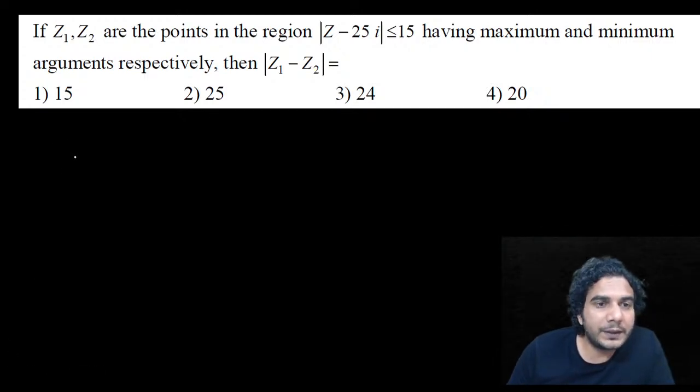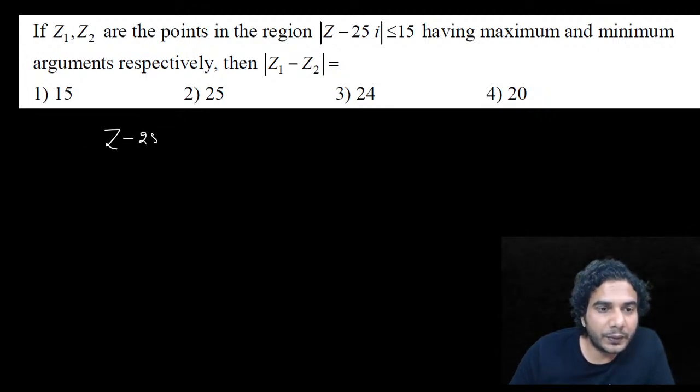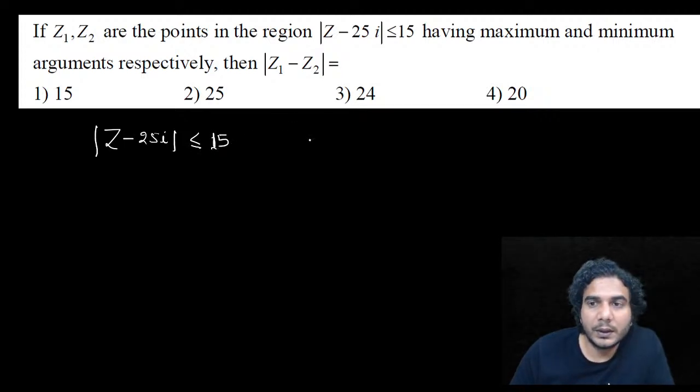If z1 and z2 are the points in the region |z minus 25 iota| is less than or equal to 15, having maximum and minimum arguments respectively.